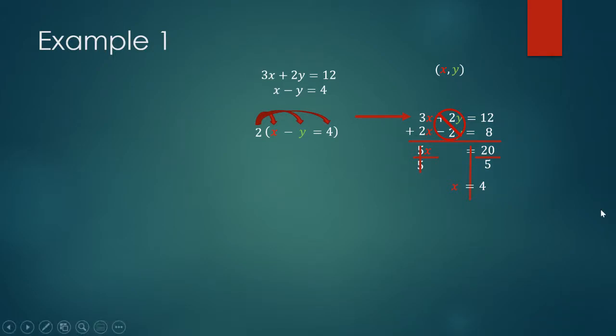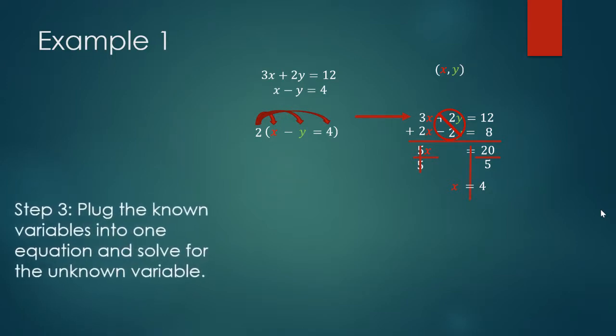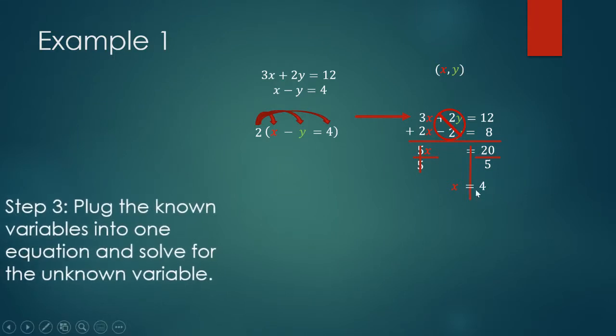Now step 3. Plug the known variable into one equation and solve for the unknown variable. So what I'm going to do is plug in my known variable, which is x is equal to 4, into one of these equations. You could choose whichever you prefer. I'm going to use x minus y equals 4. So my known variable is x, so I'm going to use parentheses. So parentheses minus y equals 4. Inside the parentheses, I'm going to plug in a 4 because that's the known variable.